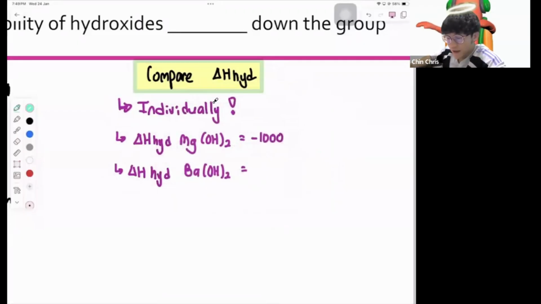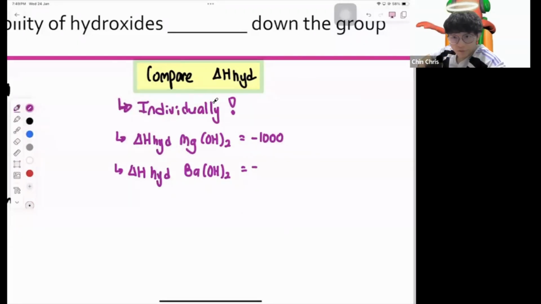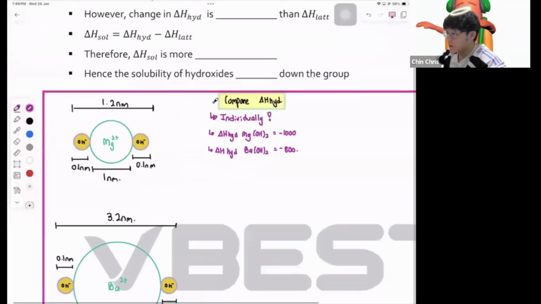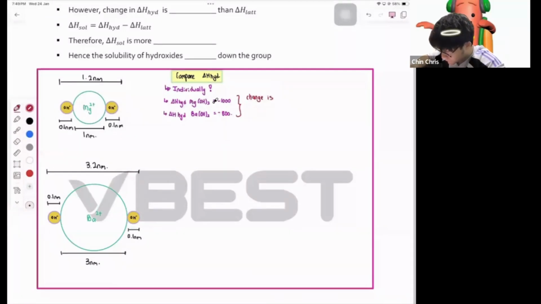So the value, I can put it as negative. So I put it as 800. Now let me ask you a question. Why is the change here not very significant? I just want you to put it here: the change is less significant. Can anyone tell me why? Why is the change not significant?